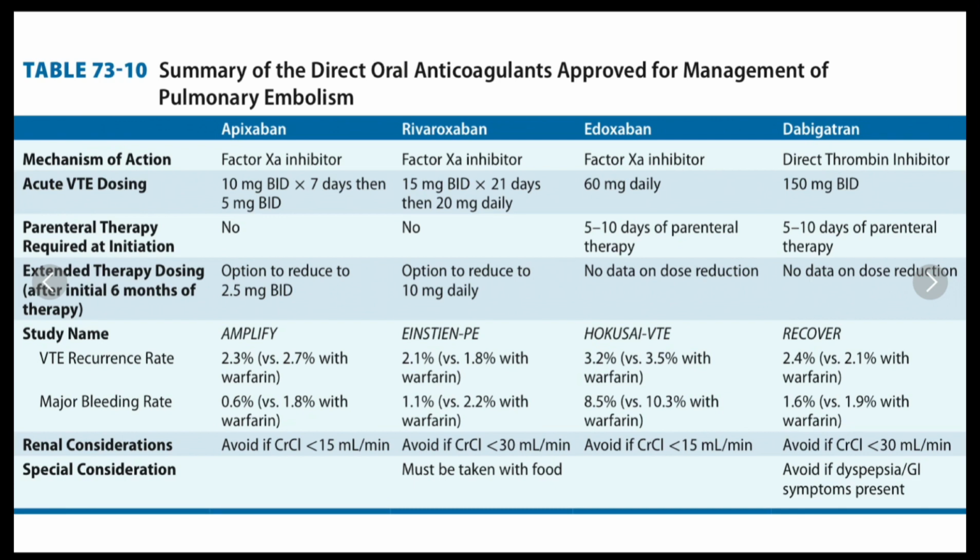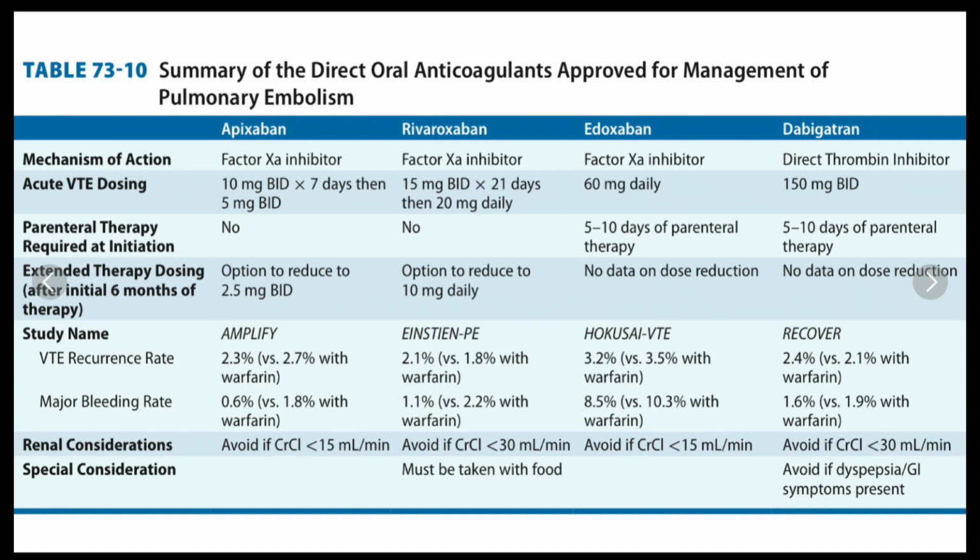Then comes the direct thrombin inhibitor dabigatran. The dabigatran dose is 150 milligram BD, and we should give 5 to 10 days of parenteral therapy at initiation. There is no data on dose reduction. The RE-COVER study is there for it, and the VTE recurrence rate is 2.4%. The major bleeding rate is 1.6%, while with warfarin it is 1.9%. So it is less than warfarin only. We should avoid it if creatinine clearance is less than 30 ml per minute. So less than 30 ml per minute, we should avoid dabigatran and rivaroxaban, and less than 50 ml per minute, we should avoid apixaban and edoxaban.